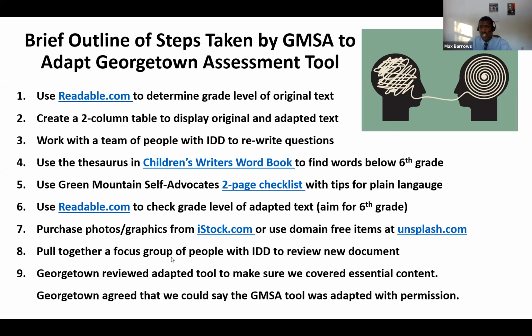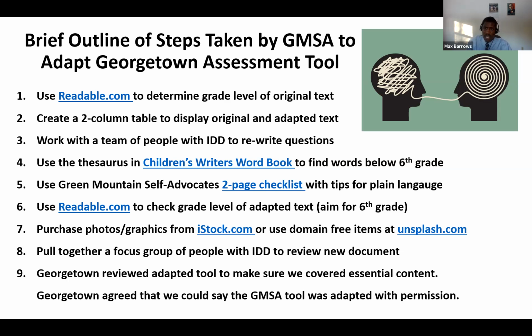Next, use the thesaurus in Children's Writer's Word Book. It's a book that is used to find words below 6th grade level. So when we want to use a word, but we think it might be too difficult, we look it up to check what grade level the word is, and if it's above 6th grade level, the book gives us other options. So that's the 4th.